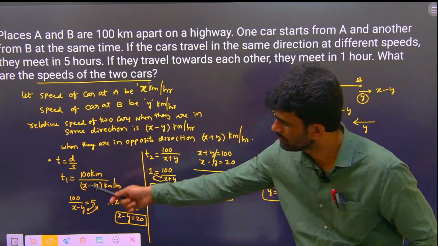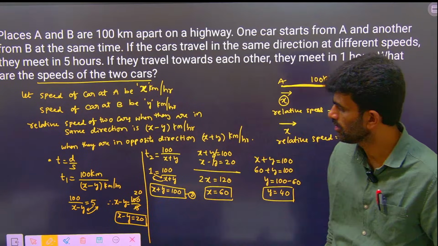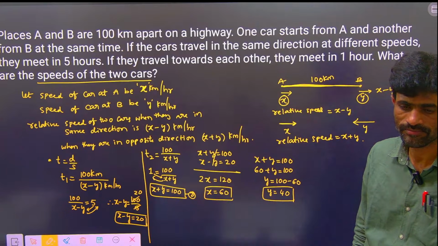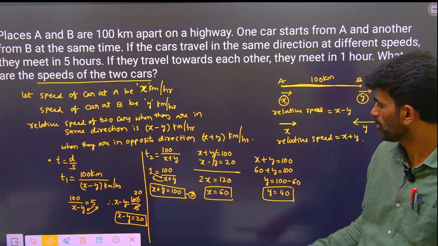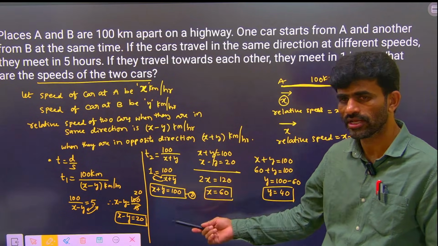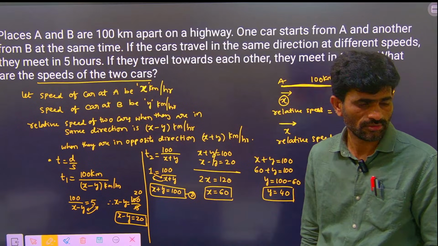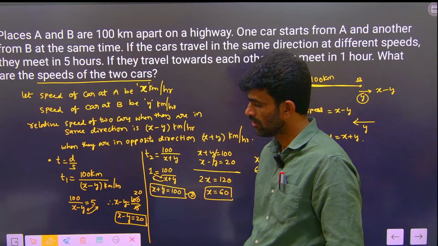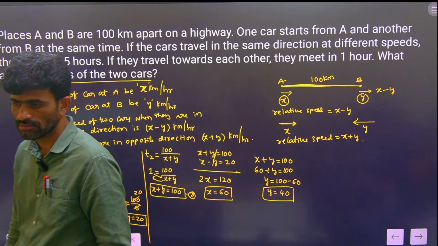This part is main. 100 by x minus y is equal to 5. 100 by x plus y is equal to 1. You can copy up to here, you get equations, because anyway after getting equations, you know how to find out x and y. Let's see another problem, how to do it.